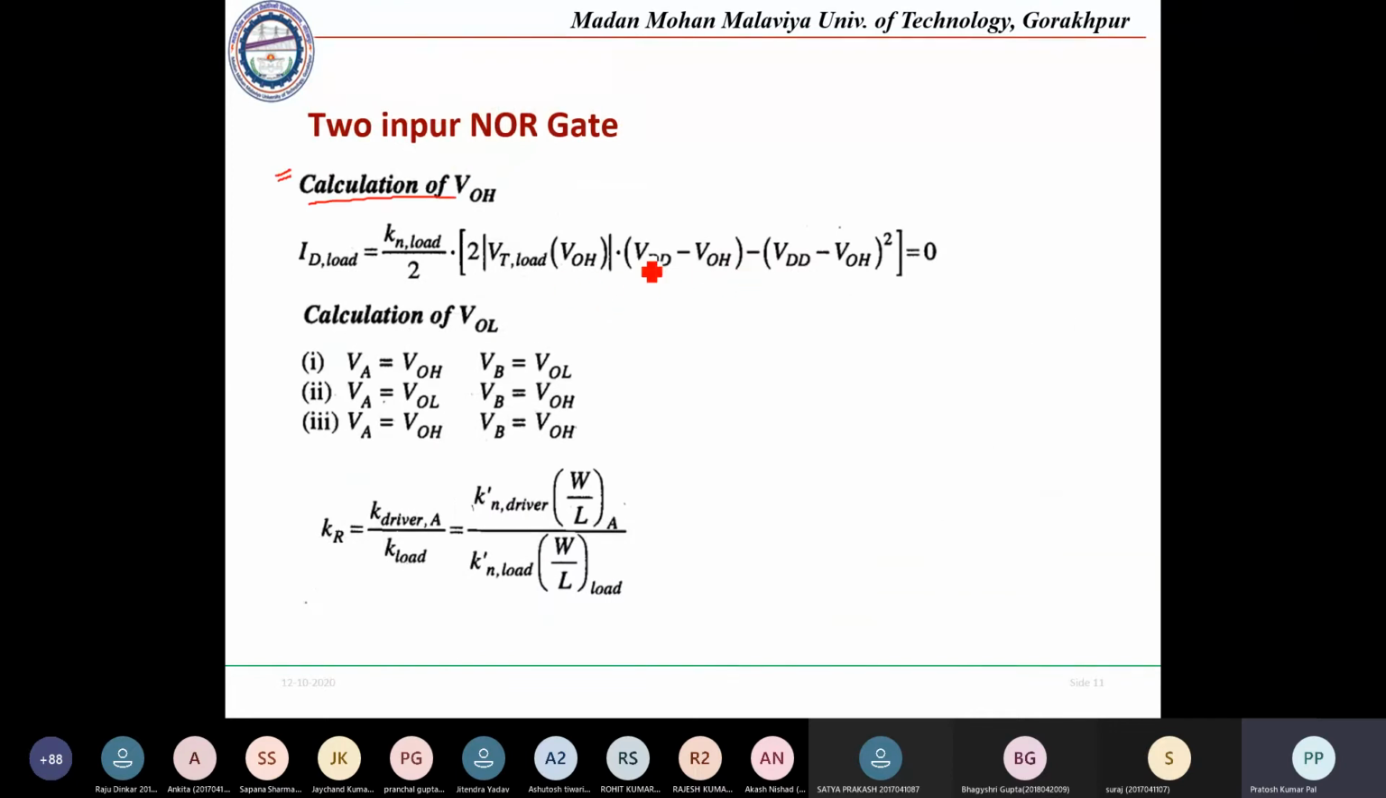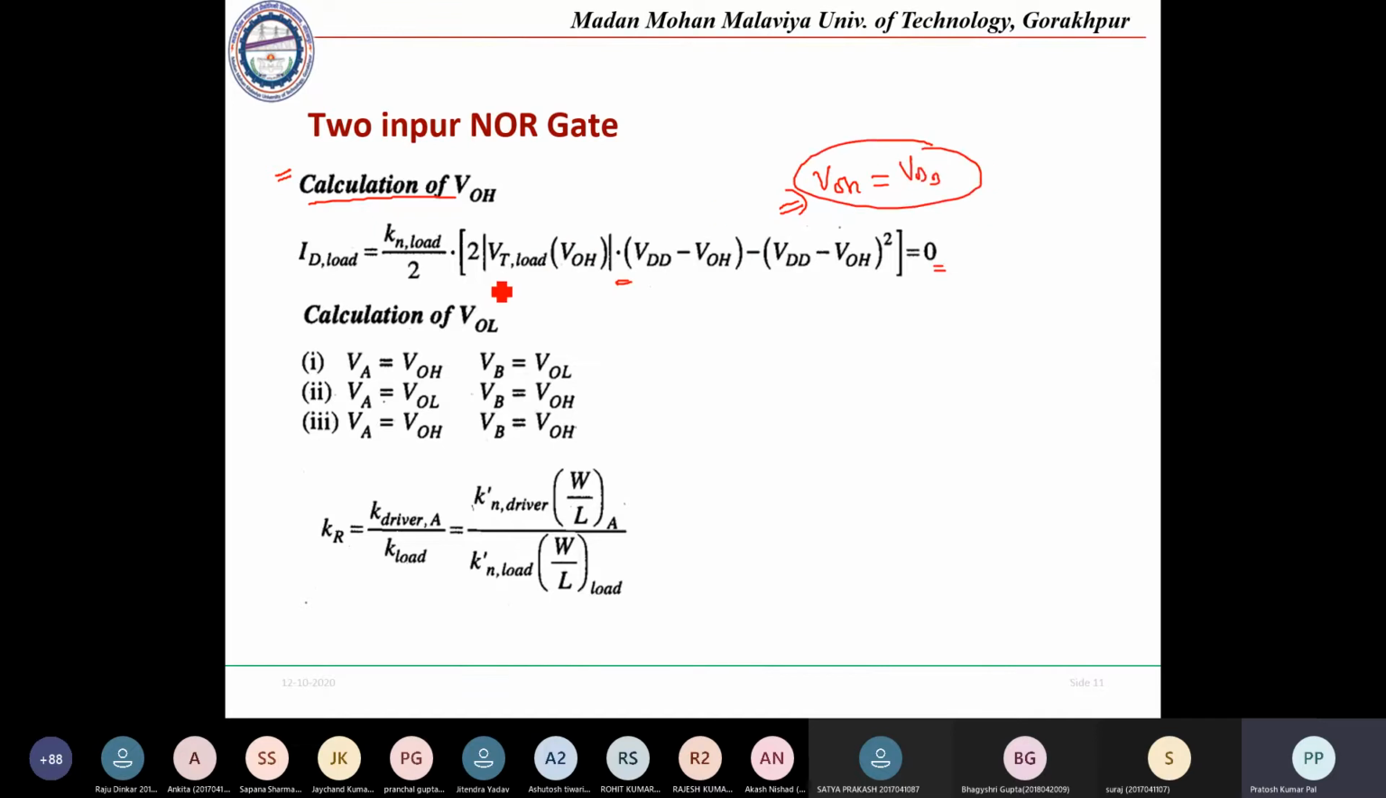In that case, the load transistor above will be working in linear mode, and at that time we will be making the current equal to 0. With respect to that, we will be finding out the VOH value. So this VOH value will be equal to VDD.